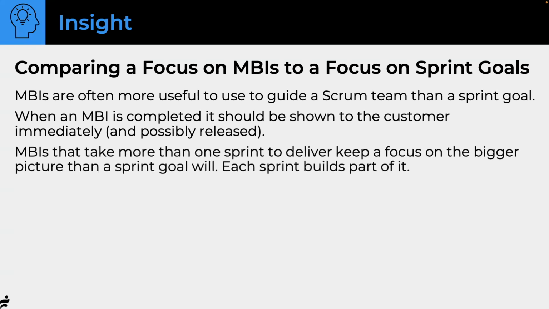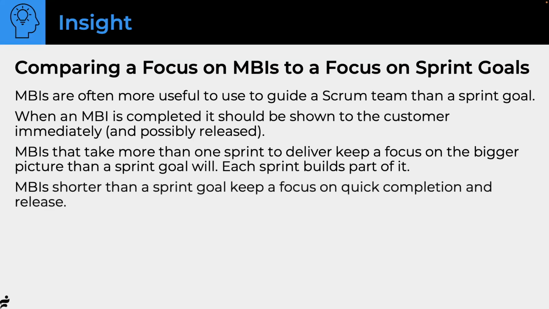MBIs that take more than one sprint. Now this is kind of interesting. When you've got an MBI that might take 6 weeks to do, the MBI itself gives you bigger picture guidance: we're doing this in the first sprint, this next part in the second sprint, but we've got this overall view of the MBI across multiple sprints. Now, this would of course be in a product backlog as well, but the MBI again adds a little focus, and focus is good. For an MBI shorter than a sprint, keep a focus on quick completion and release, again avoiding Parkinson's law, that the work will fill the time allotted.